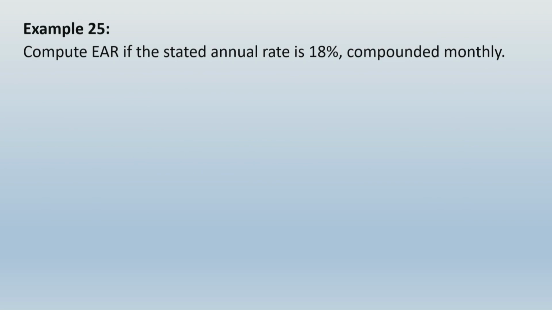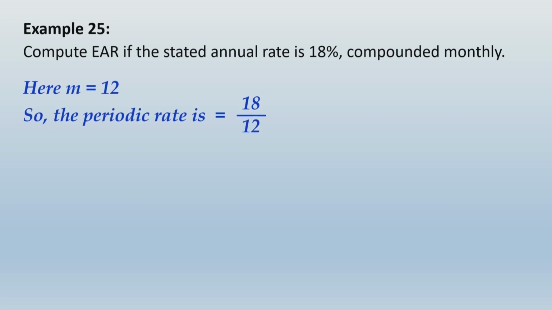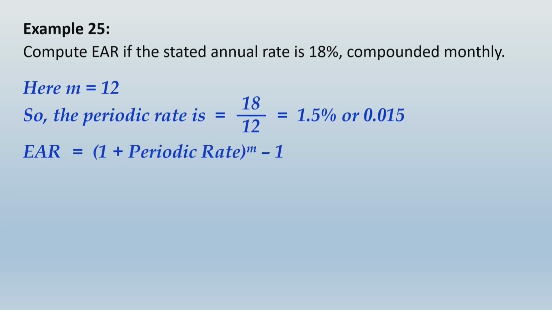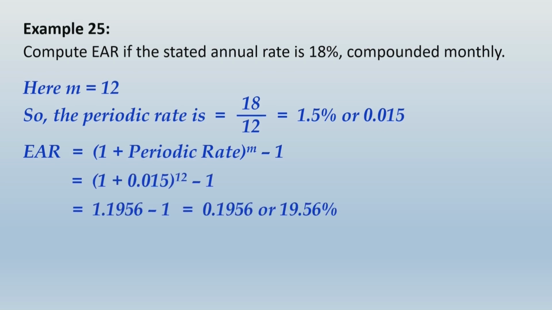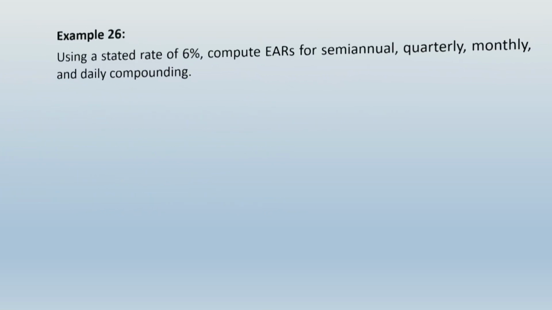It says compute EAR if the stated annual rate is 18% compounded monthly. Let us see what will be the correct answer over here. The periodic rate will be 1.5% or 0.015. So the effective annual rate will be 1 plus the periodic rate raised to m, minus 1. When you apply that calculation, what you get is 19.56% as your effective annual rate. Take up the next example.